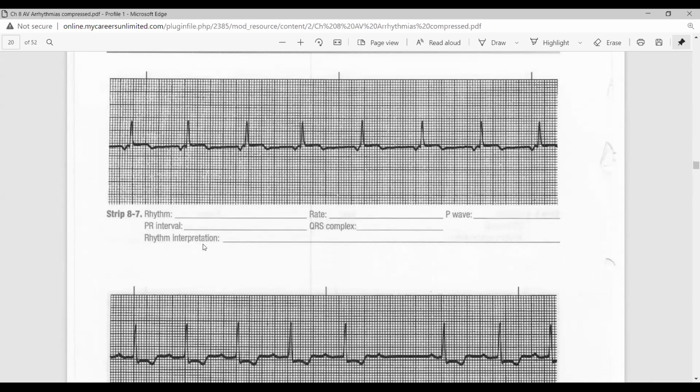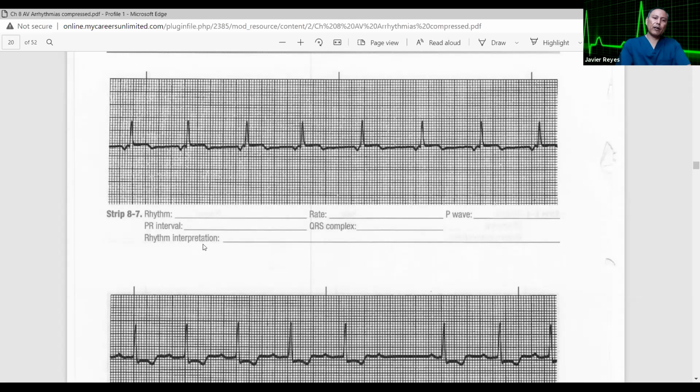Well, it's a junctional, and the rate is 60. Okay, so what do we call that? We have PACs, junctional escape rhythms, PJCs, right? PJCs, junctional escape rhythms, accelerated rhythms, and then tachycardia. Which one of those four is it?